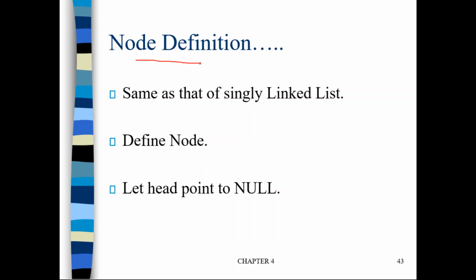The node definition has no change. The node definition is the same as how you define the node in the singly linked list. Struct node, int data, struct node star next, close the bracket for structure. That's it. How we defined the node for a singly linked list, the same way we can define the node for a circular singly linked list also. Define the node and also create a head pointer. Struct node star head and make it point to null. Up to this it is very similar to a normal singly linked list, right?